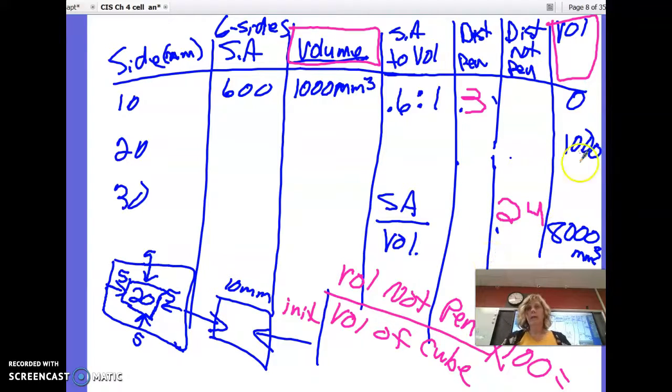millimeters. The next column then is volume not penetrated. So just like you found the volume of your original cube, I have to erase this because I had some data in here from before.